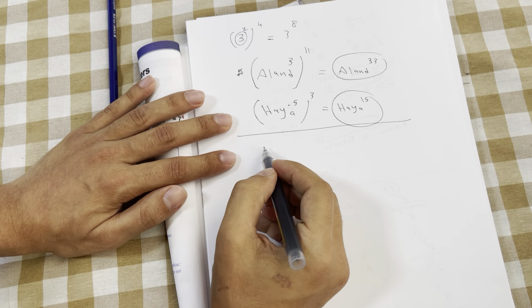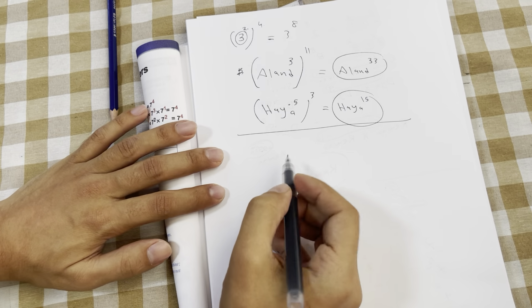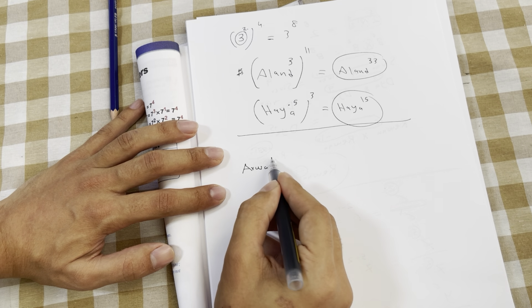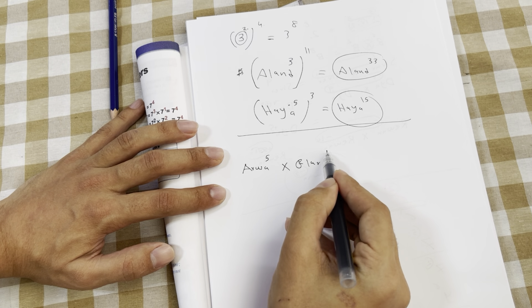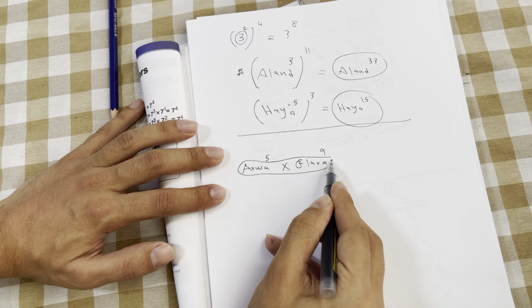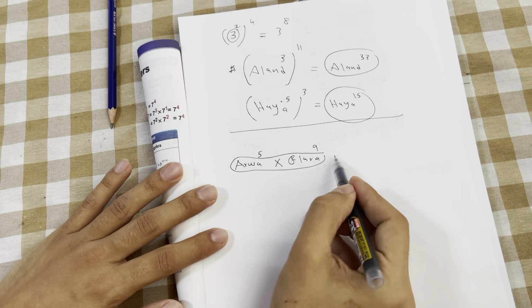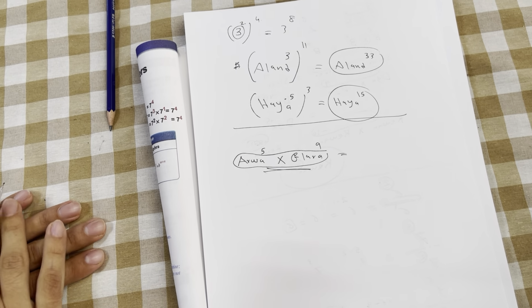You have to be careful: when we don't have the same base, we can't combine or work with the powers. For example, if you have R power 5 times Clara power 9, because the bases are not the same, we can't combine the powers. You have to leave your answer like that. You can't change anything, so this is also the answer.